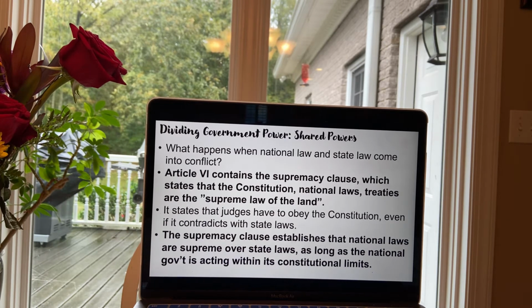So what happens, right? Article 6 in the Constitution contains the Supremacy Clause, which states that the Constitution, national laws, and treaties are the supreme law of the land. It states that judges have to obey the Constitution, even if it contradicts state law. The Supremacy Clause establishes that national laws are supreme to state laws, as long as the national government is acting within its constitutional limits.